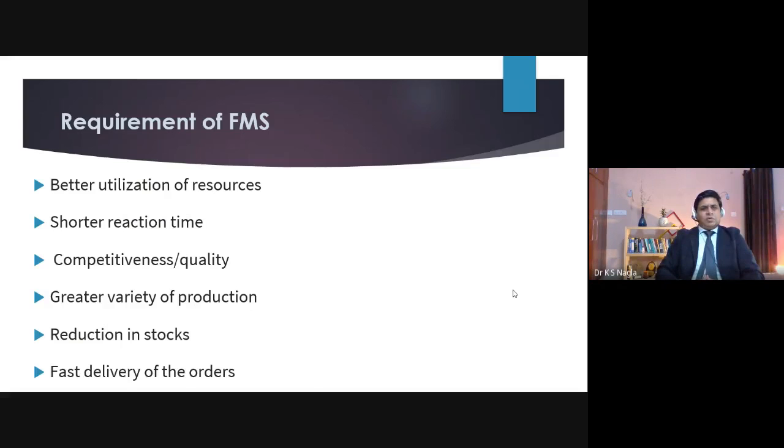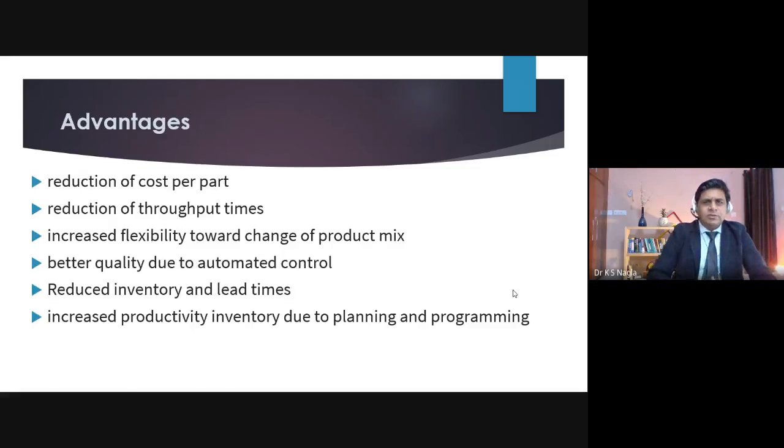So the question is, what is the requirement of the flexible manufacturing system over the conventional system? They are required for better utilization of resources, shorter reaction time, competitiveness and quality of the product, greater variety of production, reduction in stock and fast delivery of goods. These are some of the requirements in the industry. In order to meet such requirements, flexible manufacturing systems are considered a reliable solution. There are many advantages.